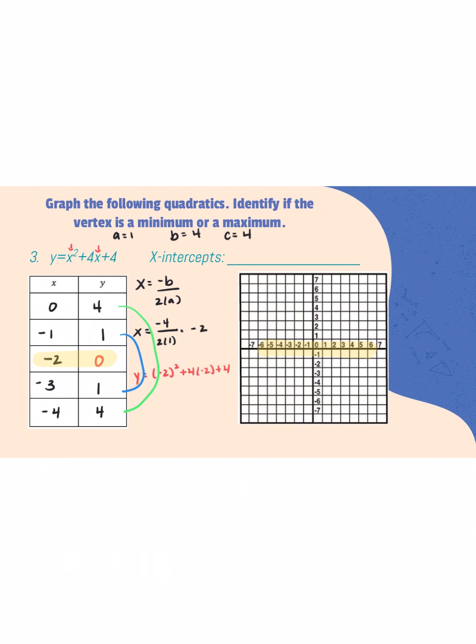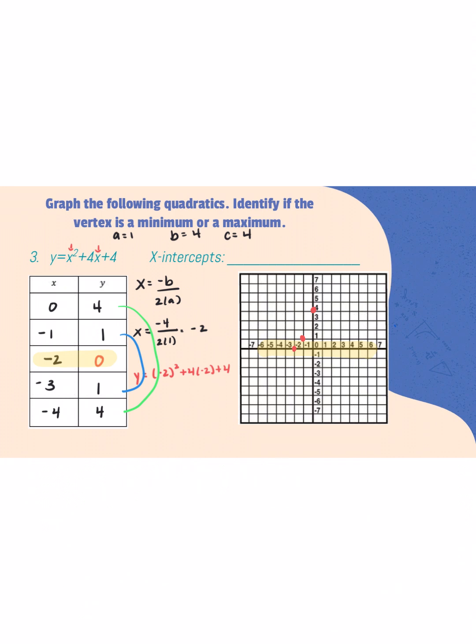Let's put this into play. Okay, so I'm going to go ahead and start at 0 and then go up to 4. Then negative 1 and up to 1. Okay, negative 2, and I'm not going anywhere. Okay, so that one's just sitting right there.